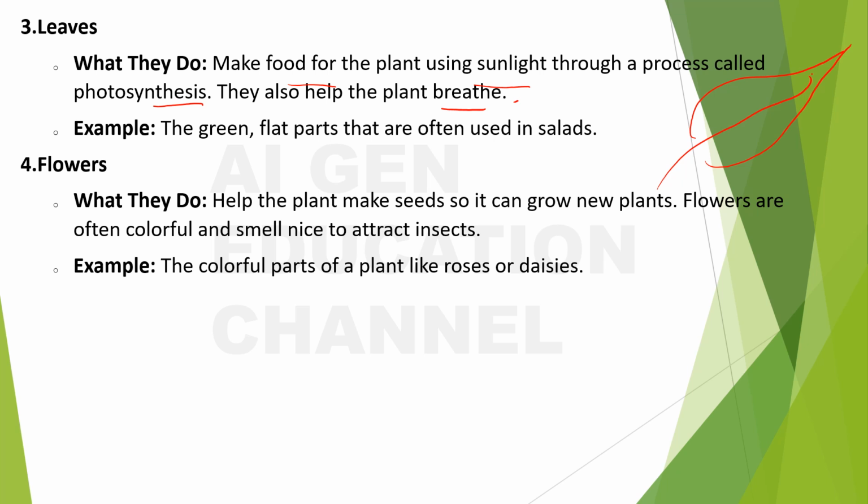Next, flowers. What do they do? Help the plant make seeds so it can grow new plants. Flowers are often colorful and smell nice to attract insects for pollination. Yes, flowers attract insects for pollination. Help the plant make seeds so it can grow into new plants. The colorful parts of a plant like roses or daisies, right? So all these will come under flowers.